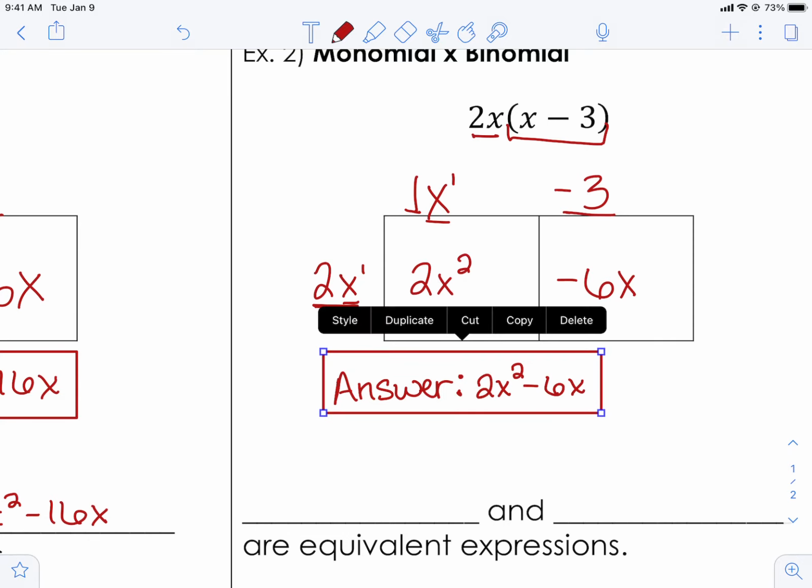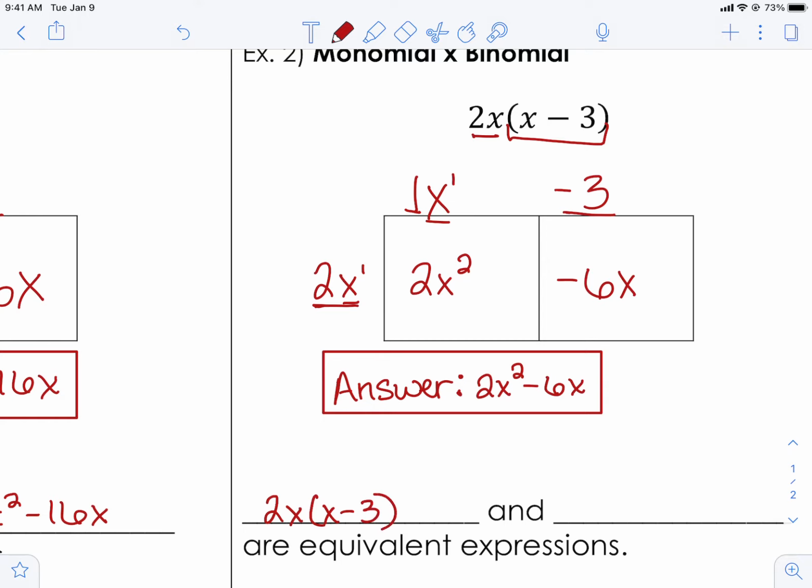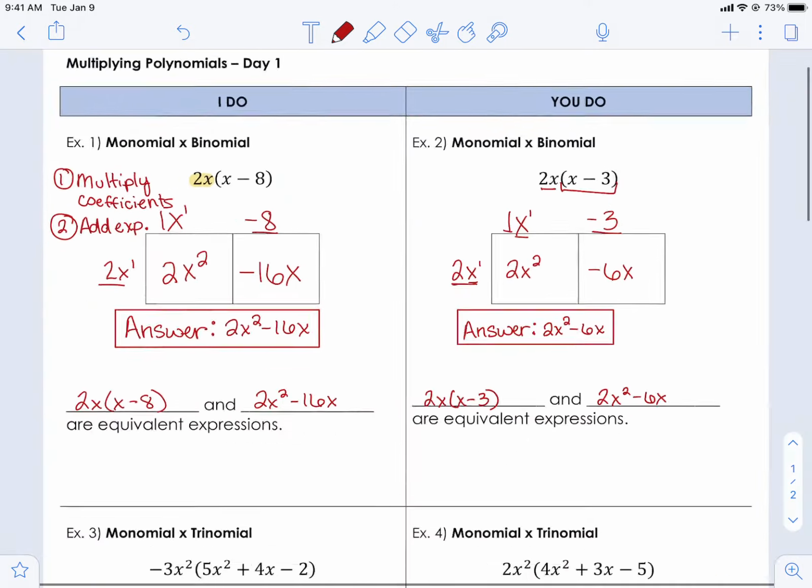And again, blank and blank are equivalent expressions. That's going to be the expression we started with, 2x times x minus 3, and our final answer, 2x squared minus 6x. Again, equivalent just means they're equal to.